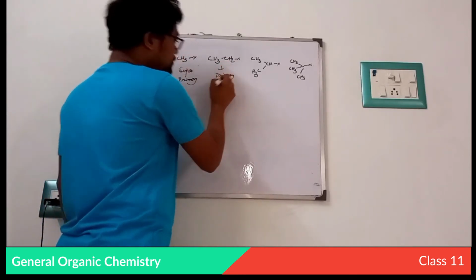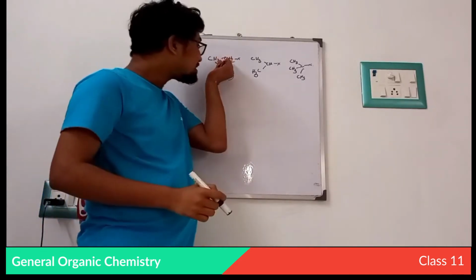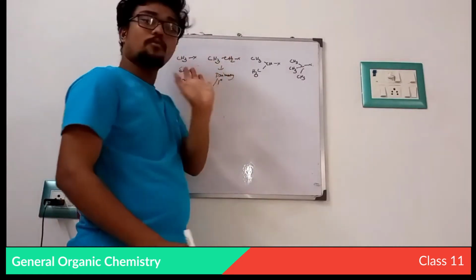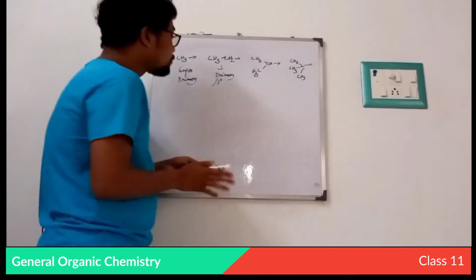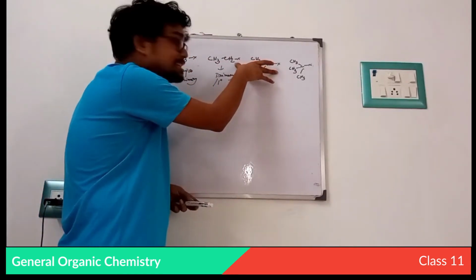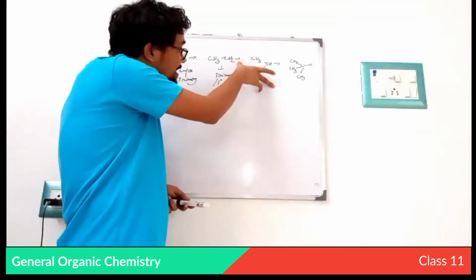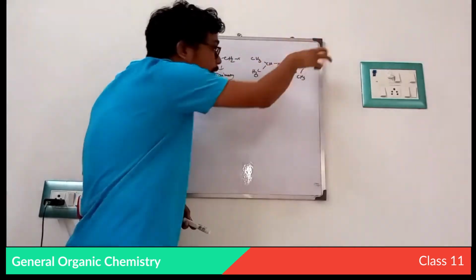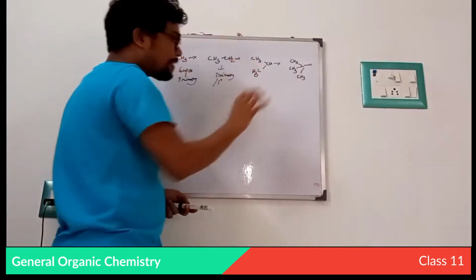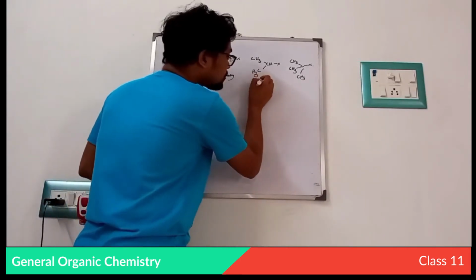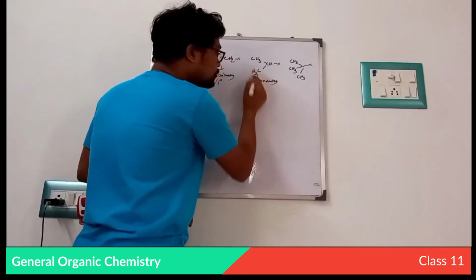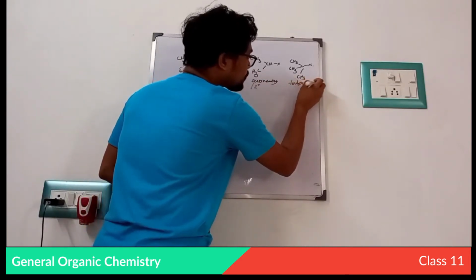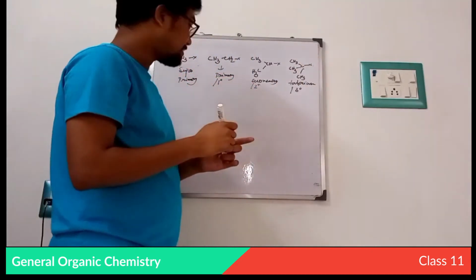Or 1 degree. Now what is 1 degree? When this carbon is attached to 2 hydrogens and 1 alkyl group, that is 1 degree. Now look very carefully at what happened. In this case, 1 hydrogen is replaced by 1 methyl group, and in this case all hydrogens are replaced by methyl groups. So this is called secondary, or 2 degree, because of 2 methyl groups, and this is tertiary, or 3 degree, because of 3 methyl groups.